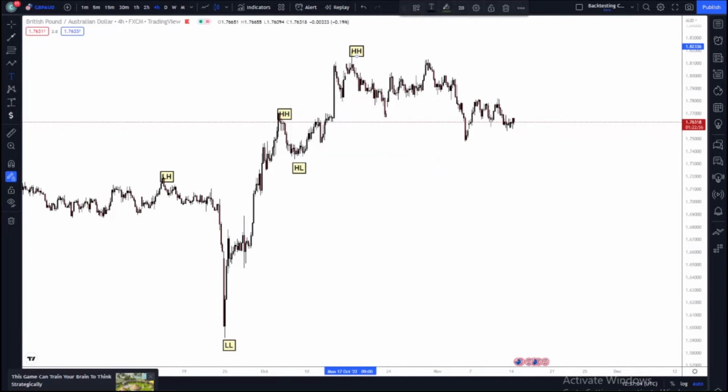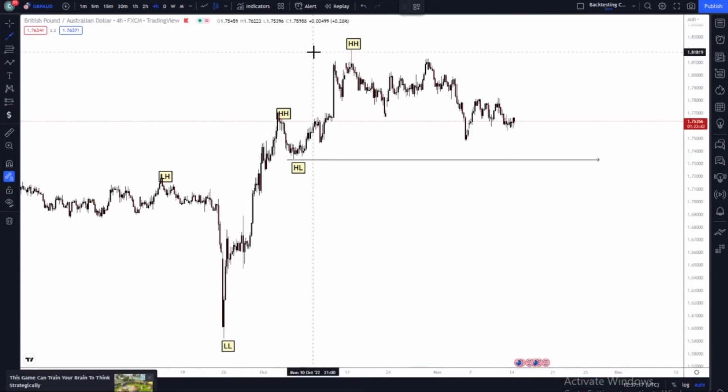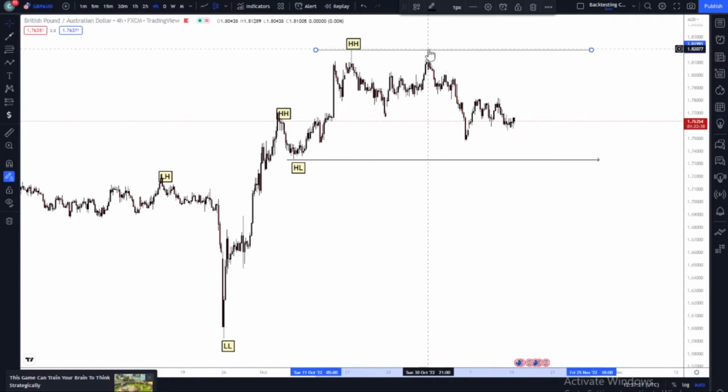So we are within this range. Price is trading within this higher low and higher high range. You get me? So what did I have to do? After I figured out my H4 trend, what did I do next? I went down to a lower time frame, which is the H1 time frame.